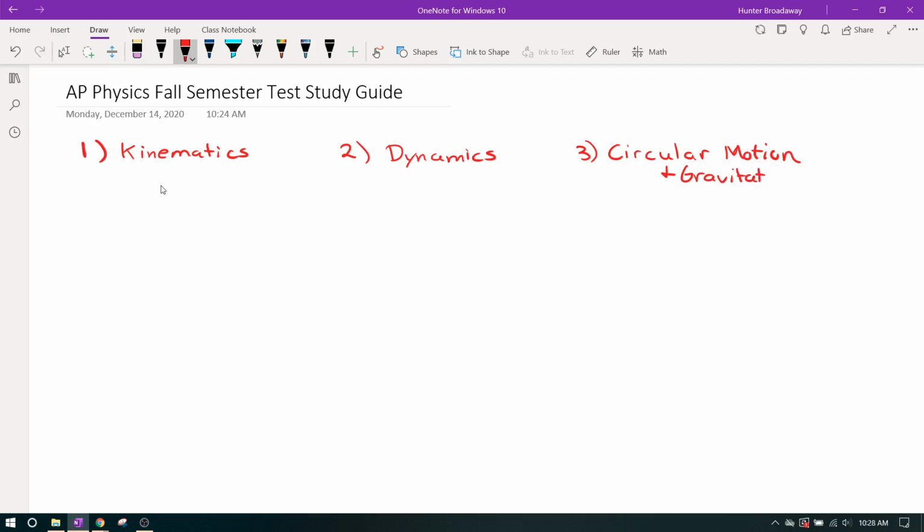Always have a positive mindset. Imminent failure is not the way, it's not the physics way.